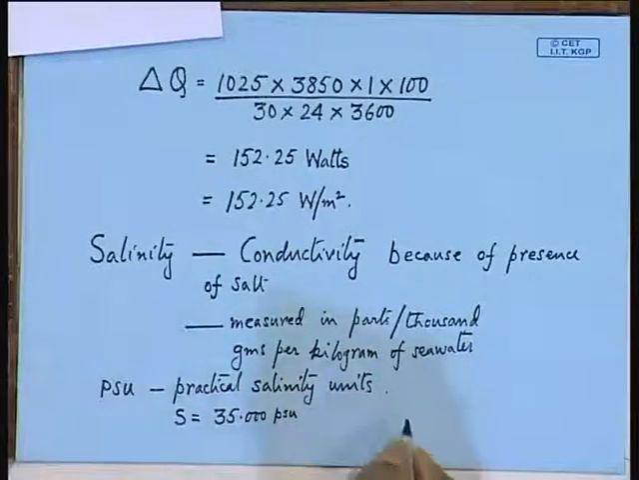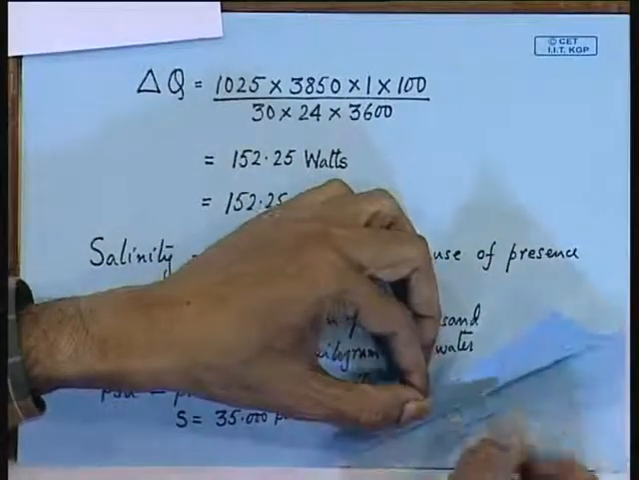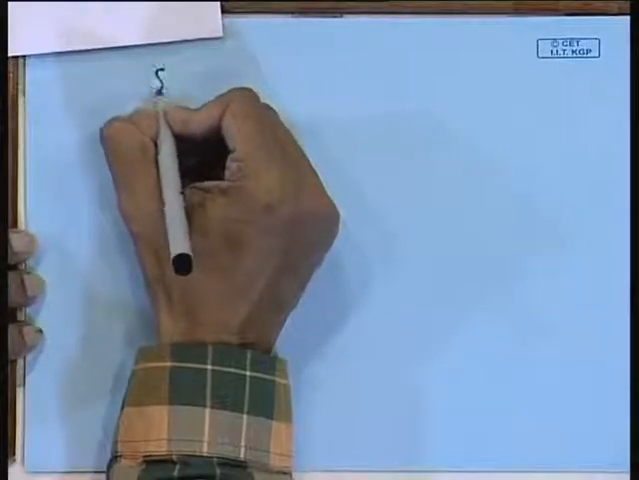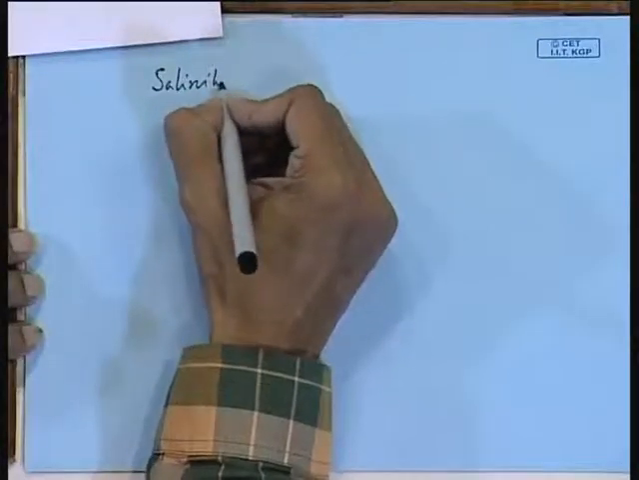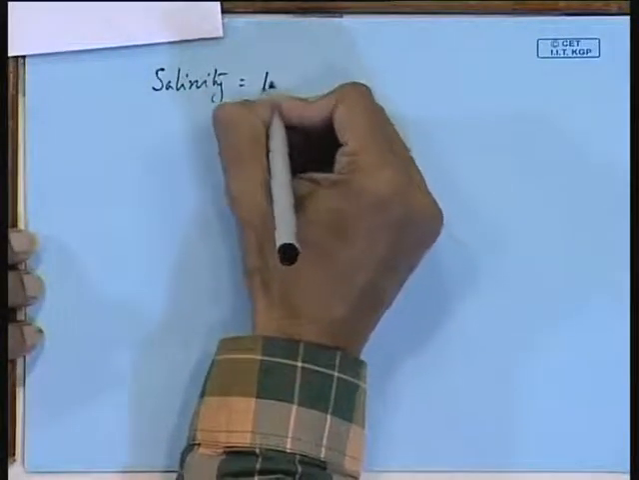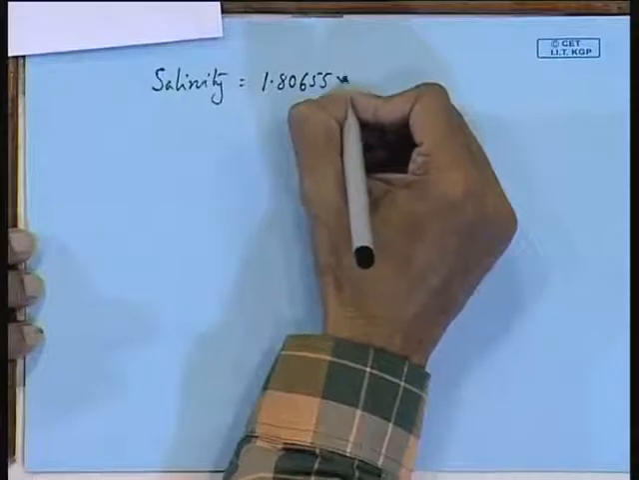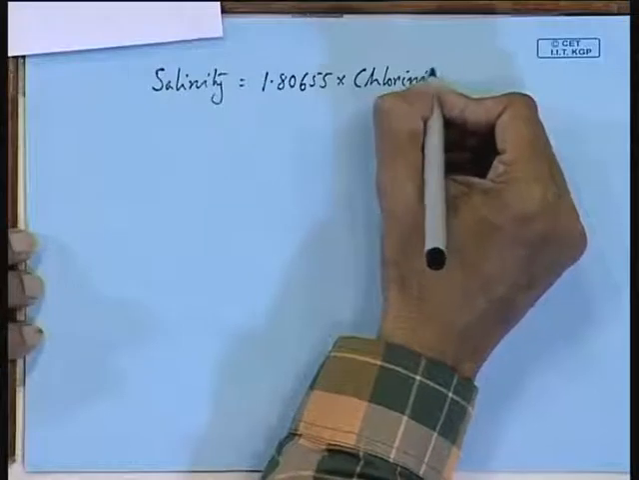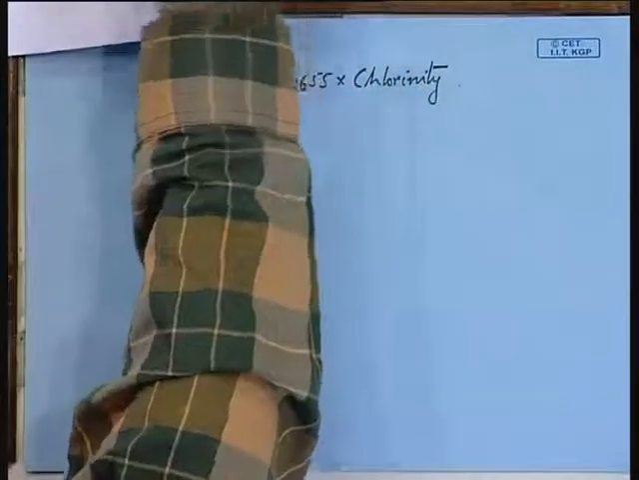Now, this is based on a parameter called chlorinity. We will not go into the details of this, just for your knowledge I am telling you. The salinity is expressed in terms of chlorinity. So this is roughly 1.80655 times chlorinity. So the present convention is to denote salinity in terms of chlorinity of seawater.